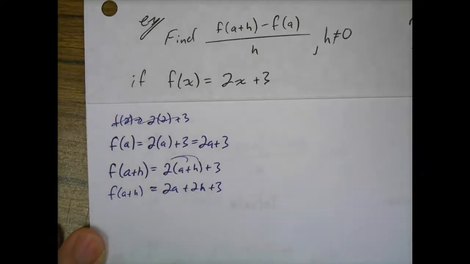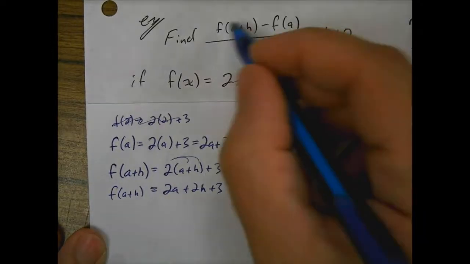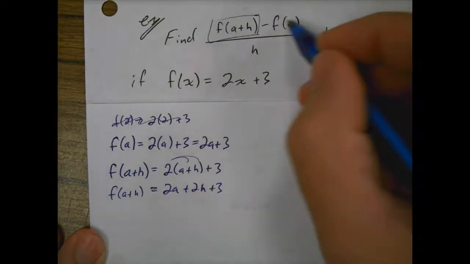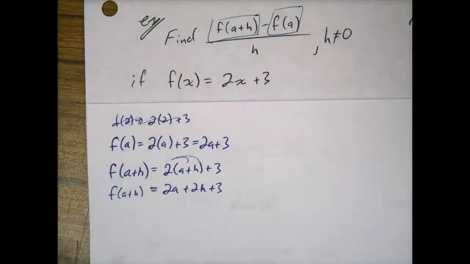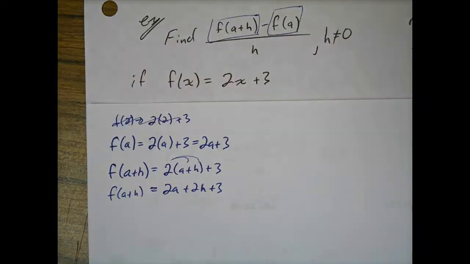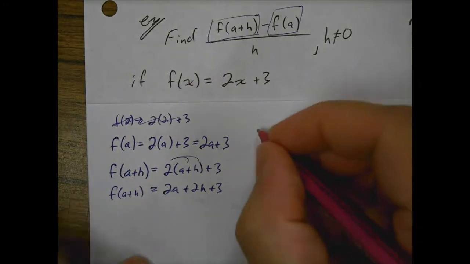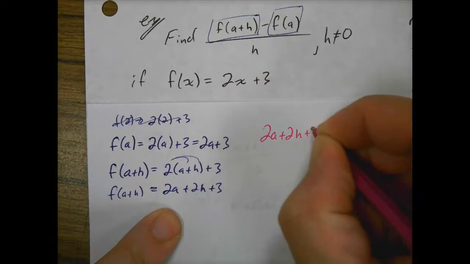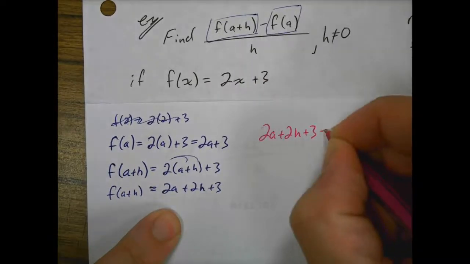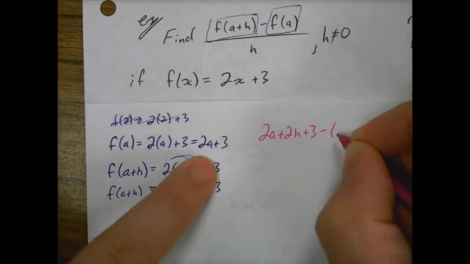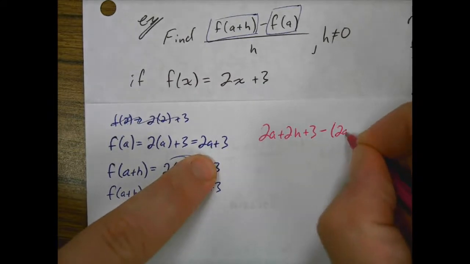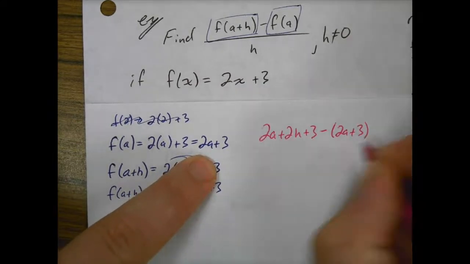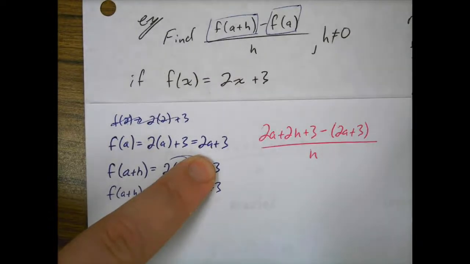All right, so now I know what f of a plus h is, and I know what f of a is. So we can substitute these things. F of a plus h is that part, minus f of a, which is that part, so that we would have something like this. F of a plus h is 2a plus 2h plus 3. Now minus what f of a is. F of a is 2a plus 3. All of that divided by h.